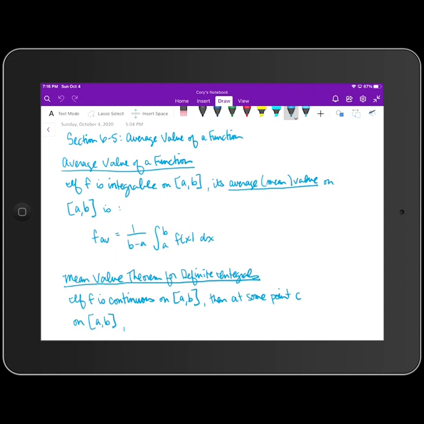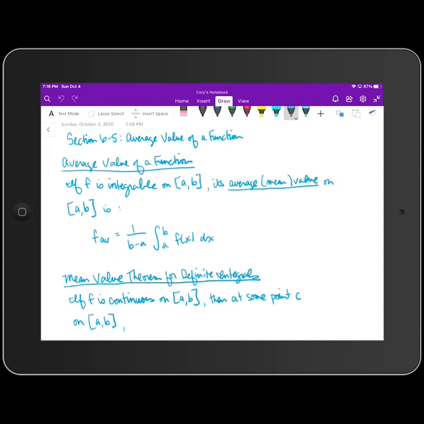Okay, so let's get into the average value of a function and how we find it. So it says if f is integrable. So that's a new term. Differentiable means that the derivative exists at a certain point or on an interval. Integrable means the same thing. So if f is integrable on the closed interval from a to b, that means that you can evaluate that integral on the closed interval from a to b.